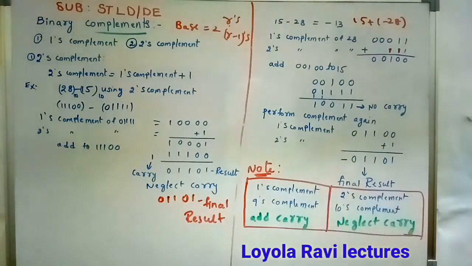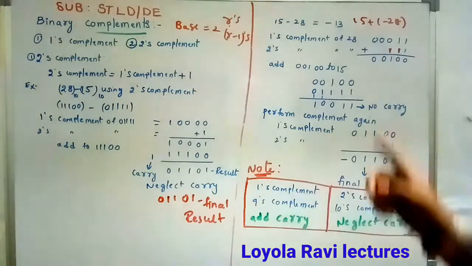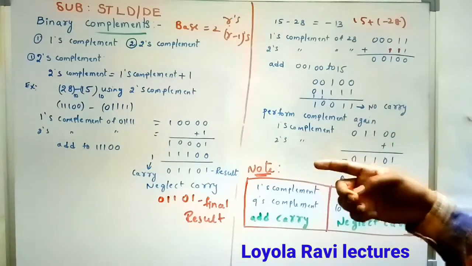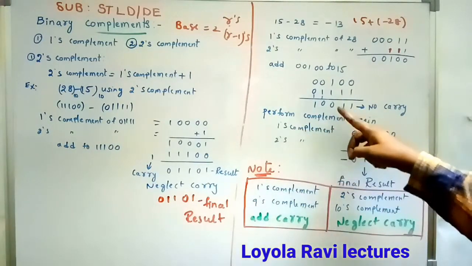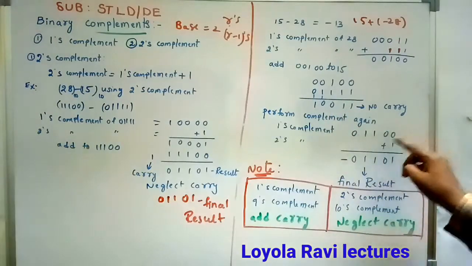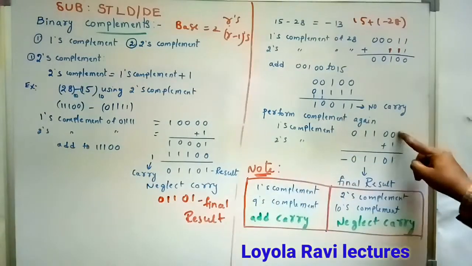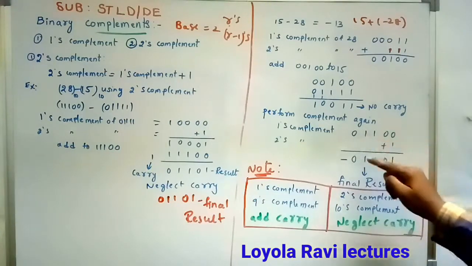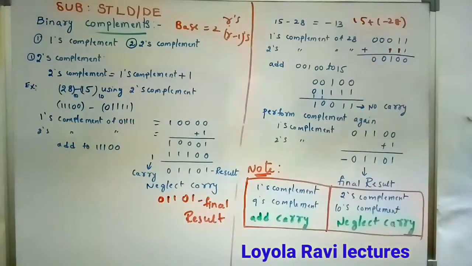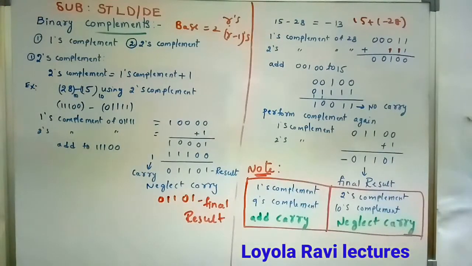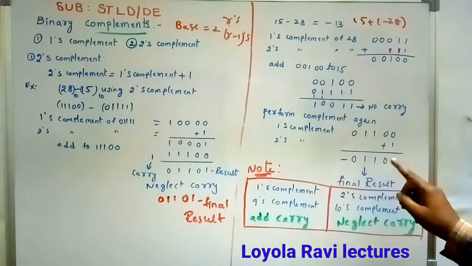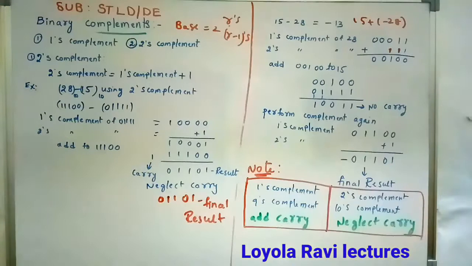Which complement are we doing? The 2's complement. First perform the 1's complement of 10011, which is 01100. The 2's complement is found by adding 1, giving 01101, and put a negative sign on the result. This is our final result. See here, 1101 is 8 plus 4 is 12, 12 plus 1 is 13. So put the negative sign: minus 13 in decimal equivalent. This is our final result.